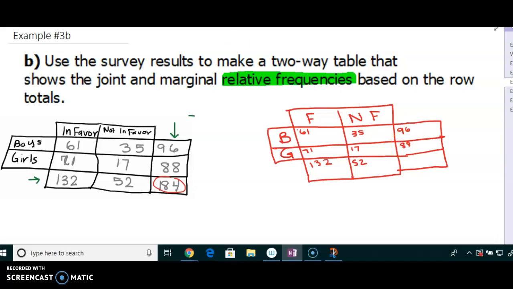Okay, so the joint and marginal relative frequencies is out of the entire total. So I'm going to put 61 out of 184, 71 out of 184, 132 out of 184. Okay, that's all I'm going to do. If I get the first one, I can do this one.